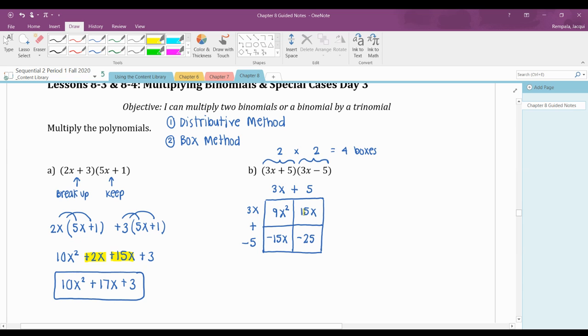Looking at the boxes, we have a couple of like terms that are going to be getting combined together. So otherwise, I want to write my answer in standard form. 9x squared is going to go first because there's nothing to combine there. If you look at the x's here, a positive 15 and a negative 15, well, that turns to 0. So whenever it turns to 0, we don't have to write the x's anymore. There are no x's. So no x's means don't write it, and then I still have that negative 25. And this would be my answer.